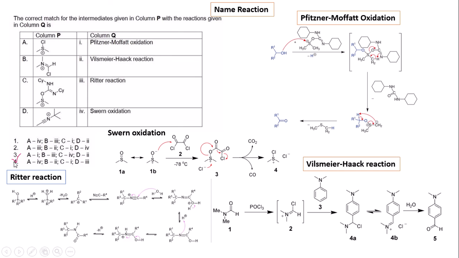So option 4 is the correct one, where A matches with the Swern oxidation intermediate, and B matches with the Vilsmeier-Haack formyl intermediate, and C matches with the Pfitzner-Moffatt oxidation process, and D matches with the Ritter reaction.